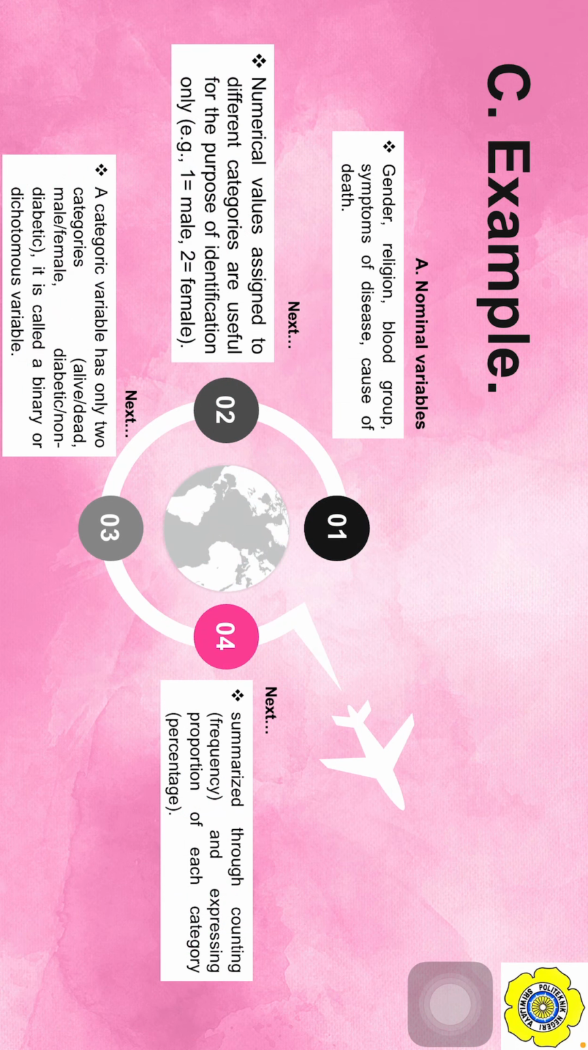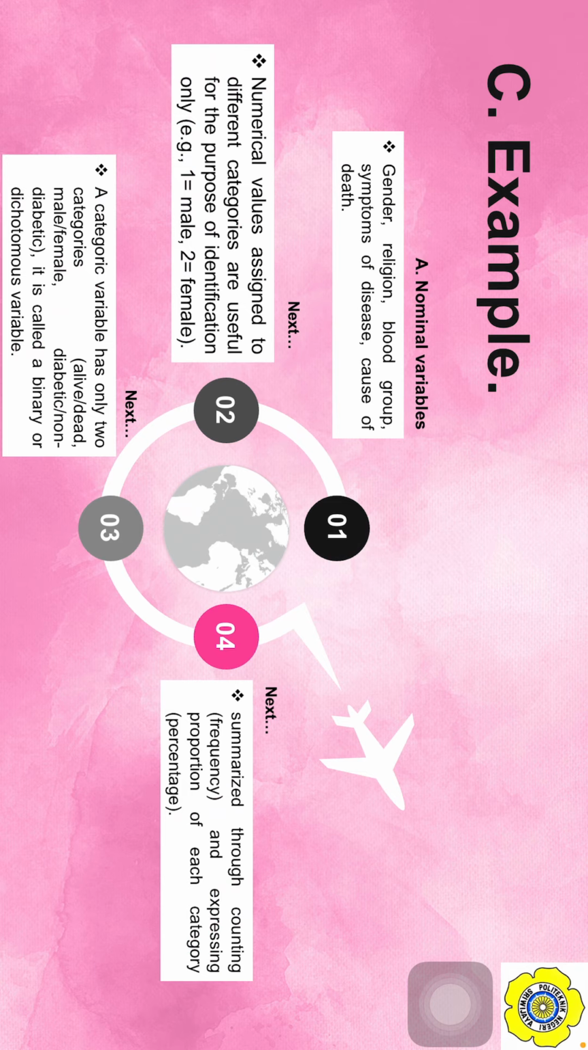Okay, go on to the next, the example. The first example comes from the nominal variables. For example, gender, religion, blood group, symptoms of disease, cause of death. These variables use numerical values assigned to different categories that are useful for the purpose of identification. For example, one is for male, two is for female.